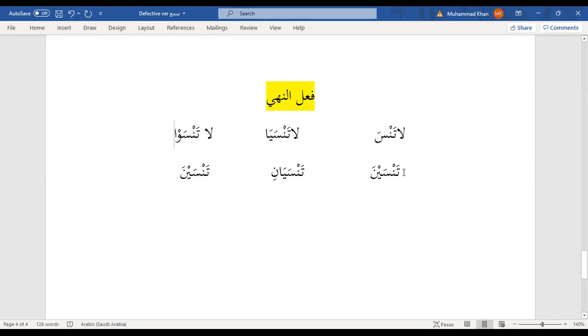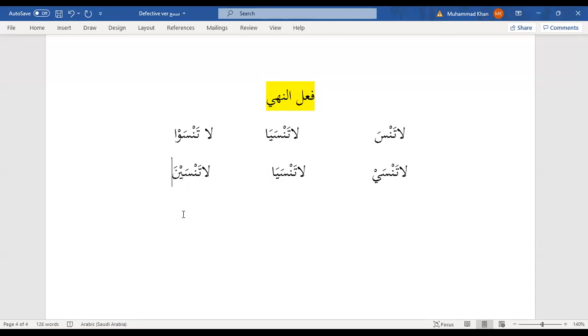And this one will be la tansay. And the next one is the same as we have here, la tansaya. So both of them, but we need to know that if we are talking to two masculine or to two feminine, then only we will use la tansaya. And then for the feminine plural, it will remain as it is, la tansayna. If I'm talking to my sisters, ya akhawati la tansayna fi du'aikum. Don't forget me in your prayers.